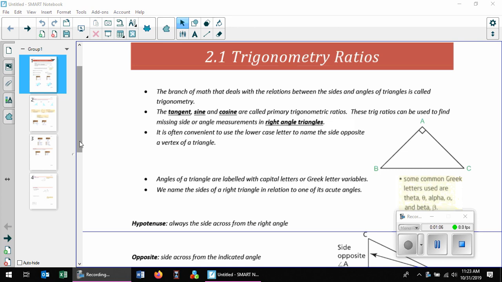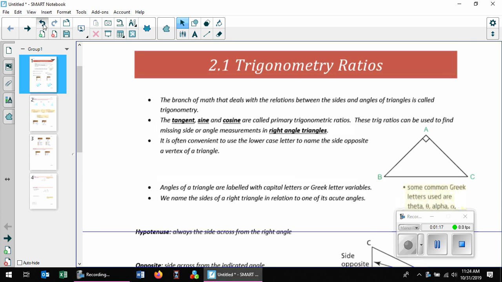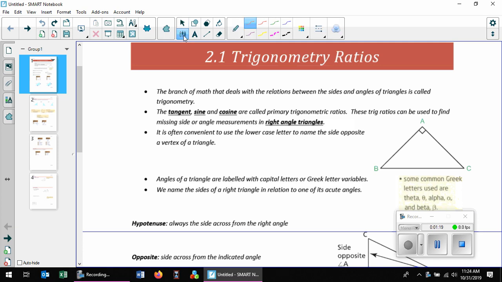If it's an uppercase letter, it's representing a vertex. This represents an angle, so this would be angle capital B. Everybody get that? It's on a corner, so it should be a capital letter. So vertices are capital letters.